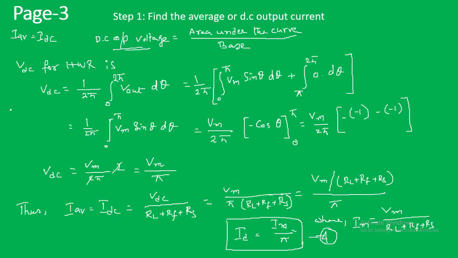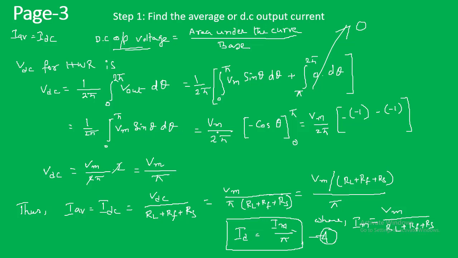So integration, base is 2 pi, so 1 by 2 pi we are keeping here, and area under the curve we are finding by integrating 0 to 2 pi V out d theta. So with respect to theta we are integrating it, and we are getting it 1 by 2 pi. Now as we have seen, the output voltage is defined between 0 to pi, and pi to 2 pi it is 0, so we can omit this portion. So we are left with now 1 by 2 pi integration 0 to pi Vm sin theta d theta.